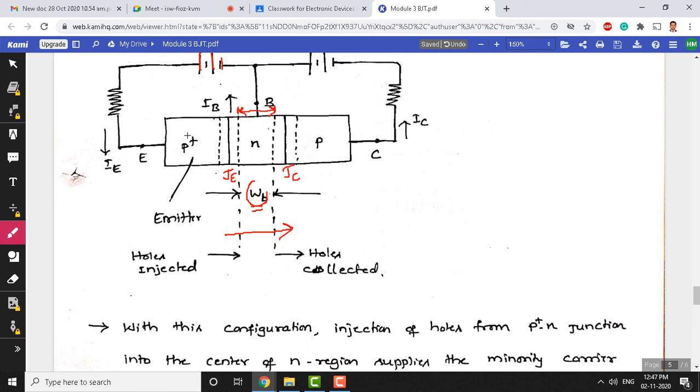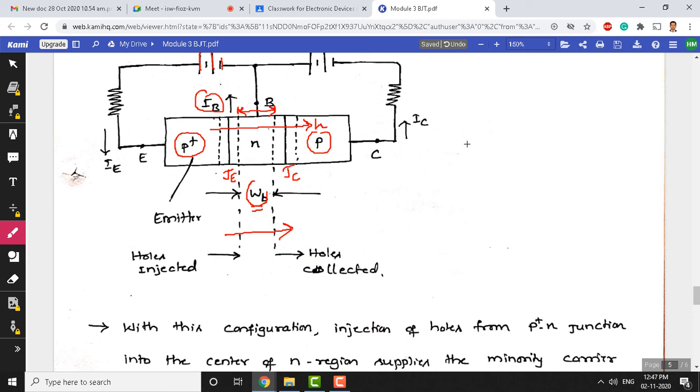The holes we are injecting from the P plus emitter region to the collector are the ones which are moving. These injected holes should not recombine here itself. If we allow them to recombine here, that may create a lot of base current. As we said already, the base should act like a control, so a lot of base current should not result from this recombination. Therefore, we should avoid the recombination rate in this region.